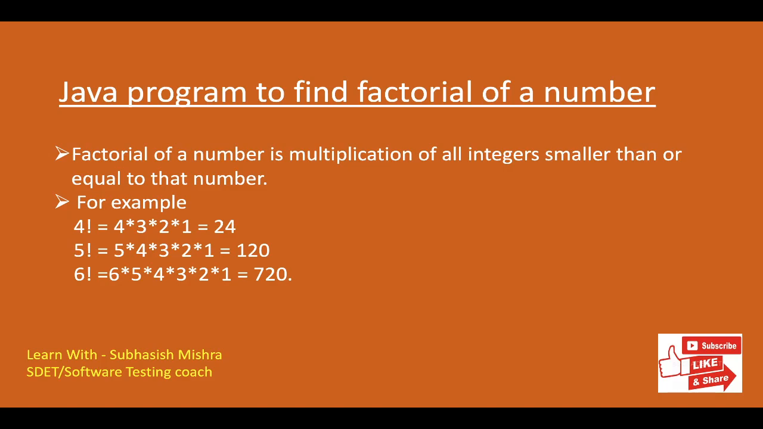For example, if you want to find factorial of 4, then you have to multiply 4 into 3 into 2 into 1. Similarly for 5, 5 into 4, 3, 2, 1. Similarly for 6, 6 into 5 into 4 into 3 into 2 into 1. So you have to start multiplying from that number till 1. Okay, so let's see how we can do that through a Java program.